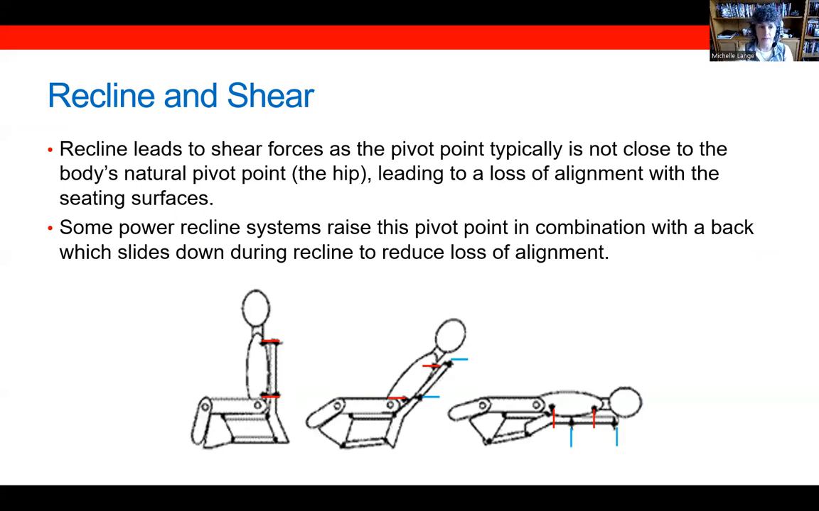Now, recline leads to shear forces as the pivot point is typically not very close to the body's natural pivot point of the hip. And this leads to a loss of alignment with the seating surfaces. So as that seat to back angle opens, often a great deal, the client moves more and more out of alignment with the support surfaces, creating shear. Some power recline systems raise the pivot point in combination with a back which slides down during recline. All of this is an attempt to reduce loss of alignment, to reduce shear forces.